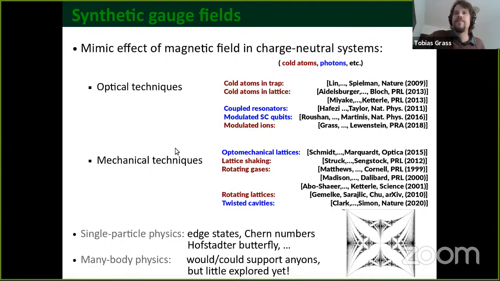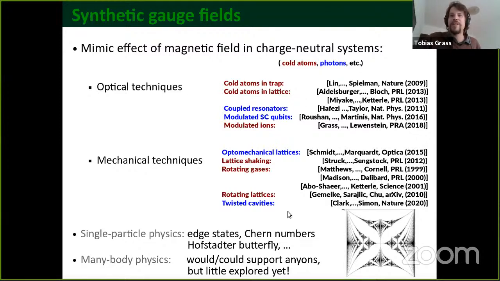There are even older techniques which are more mechanical, in particular shaking of optical lattices and rotating of optical lattices or of just the overall trap. In fact, the oldest approach towards artificial gauge fields is rotation. The first experiments with vortices in Bose-Einstein condensates were done in the 90s already, just by rotating the trap, so that you have a Coriolis force which mimics the Lorentz force acting on charged particles. So there have been many successful ways of producing artificial gauge fields.